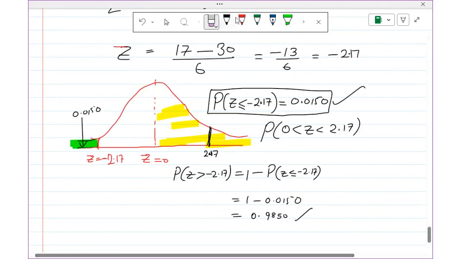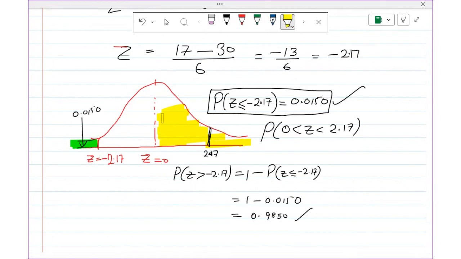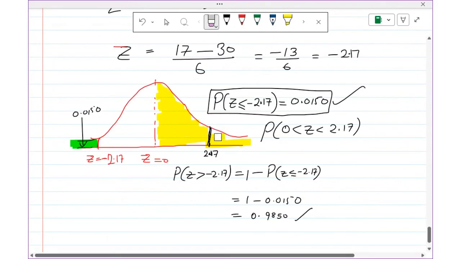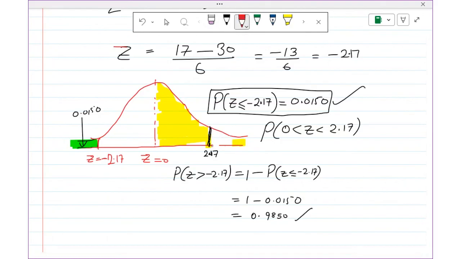Okay, now they will give you this area between 0 and 2.17. In the yellow color you can see, this area will be given and you have to find the area on the right side of 2.17.